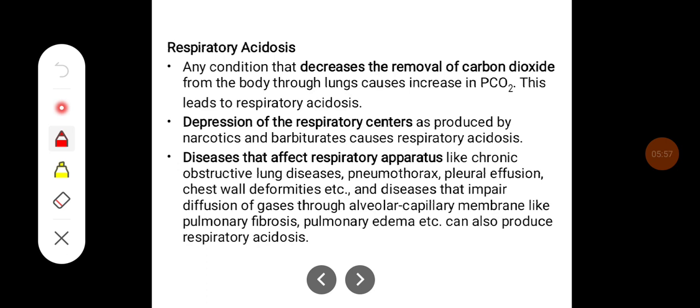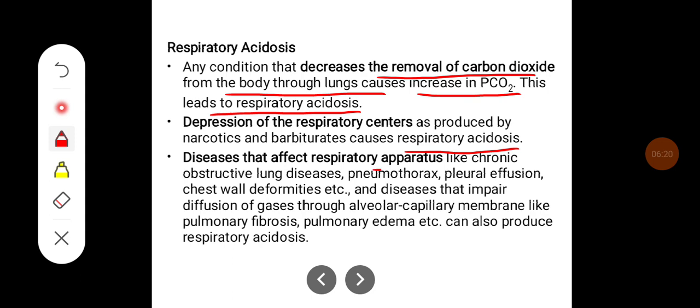Respiratory acidosis. Any condition that decreases the removal of carbon dioxide from the body through the lungs causes an increase in partial pressure of carbon dioxide. This leads to respiratory acidosis. Depression of respiratory centers, as produced by narcotics and barbiturates, causes respiratory acidosis.